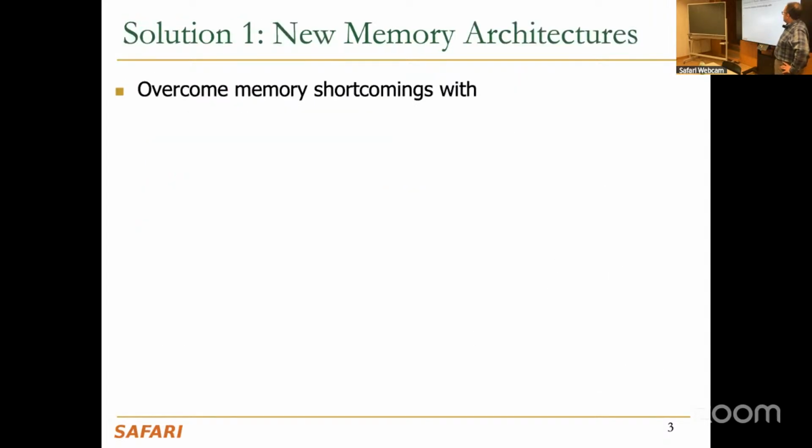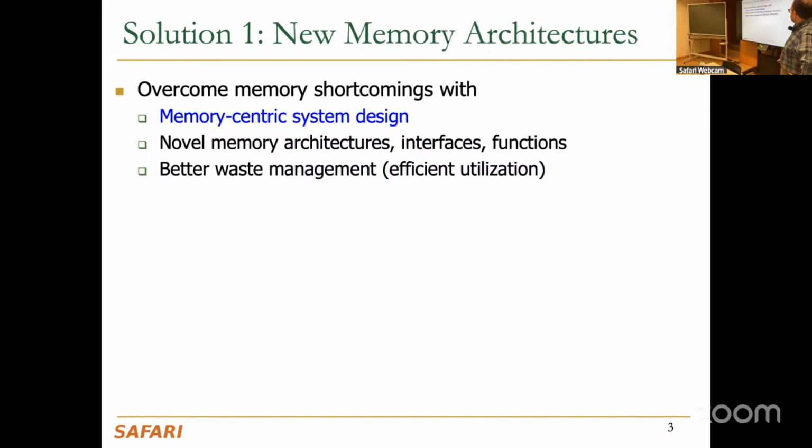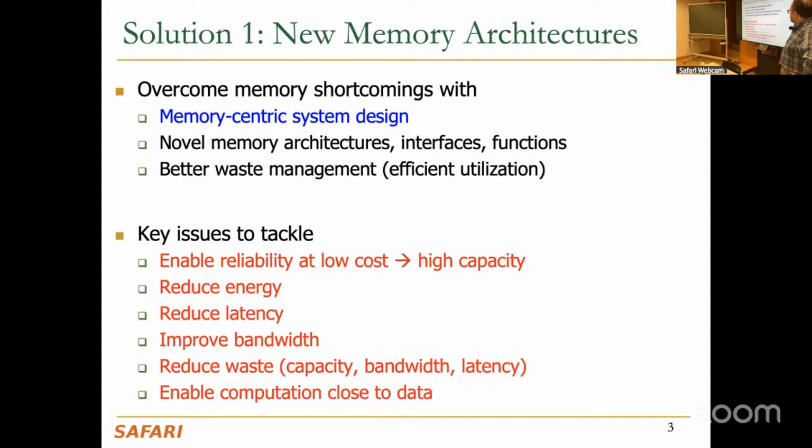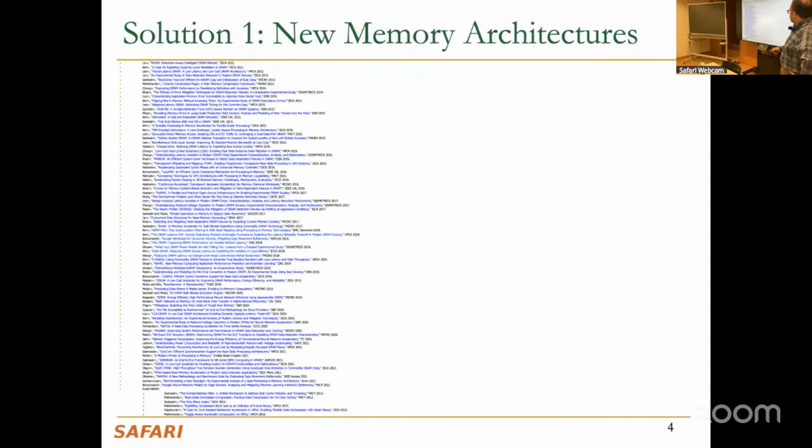And essentially, we can have two different solutions. One is that we can come up with new memory architectures to overcome memory shortcomings, using, for example, memory-centric system design, novel memory architectures, interfaces, functions, and also better management. As we already discussed, some of these techniques throughout this course. There are a lot of key issues to tackle, for example, how to enable reliability at low cost, how to reduce energy, reduce latency, and so on and so forth. And we have also worked a lot on this topic. Here are some examples, some of the papers that we have published.